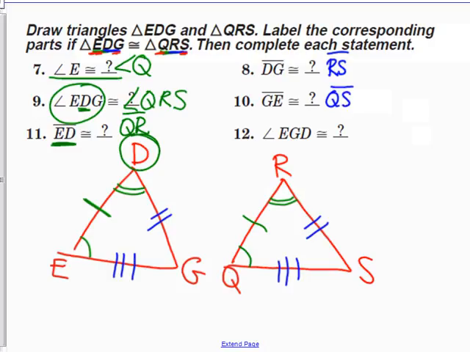The last one says angle EGD. Well, G is in the middle of that, so that means it has to be this angle right here. So that is going to be congruent to this angle here. They started with E, so I have to start with Q. So I'm going to start saying angle Q. S needs to be in the middle, and R. There you go.